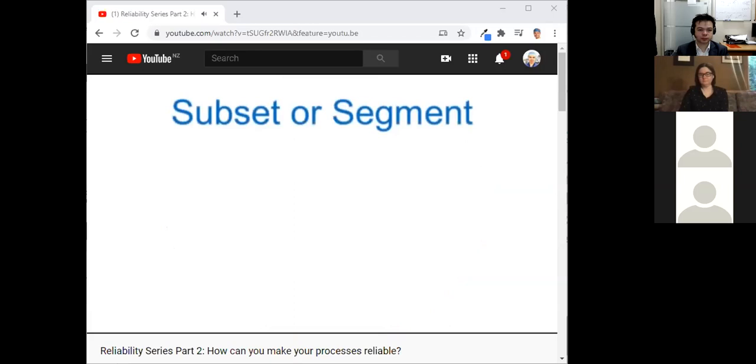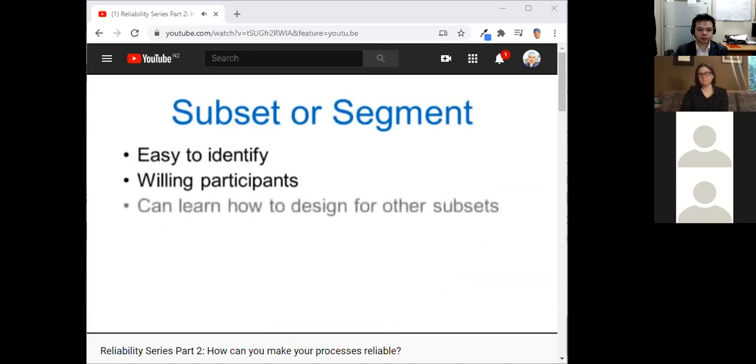What is a subset or a segment? It should be a group of patients that are easy to identify. It should have willing participants on the part of the healthcare providers who are willing to work with you to test new methodologies, to test the way you want to design the process to make it more reliable. You can learn from that subset so that you can continue to expand and spread your work.